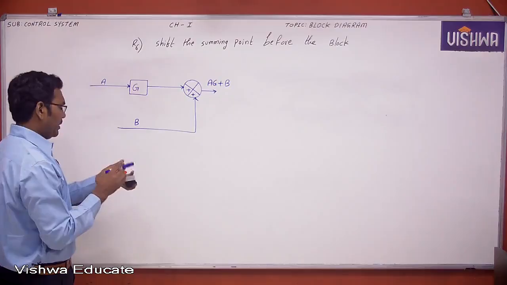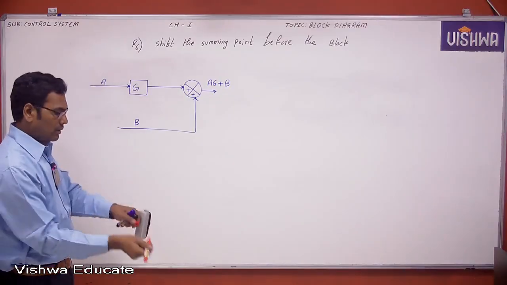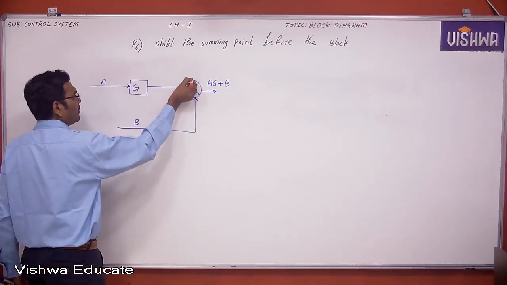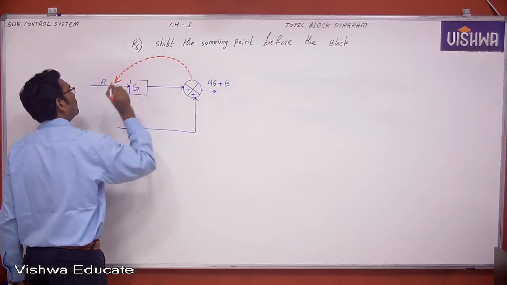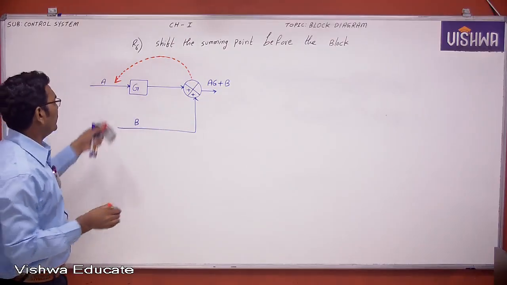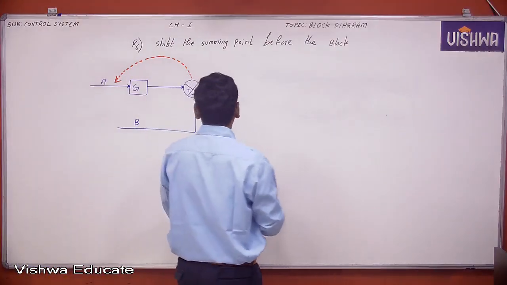Now this is the summing point, but now what is his intention? His intention is to shift the summing point before the block. Okay, now the summing point should be shifted here. Then what are the changes taking place?